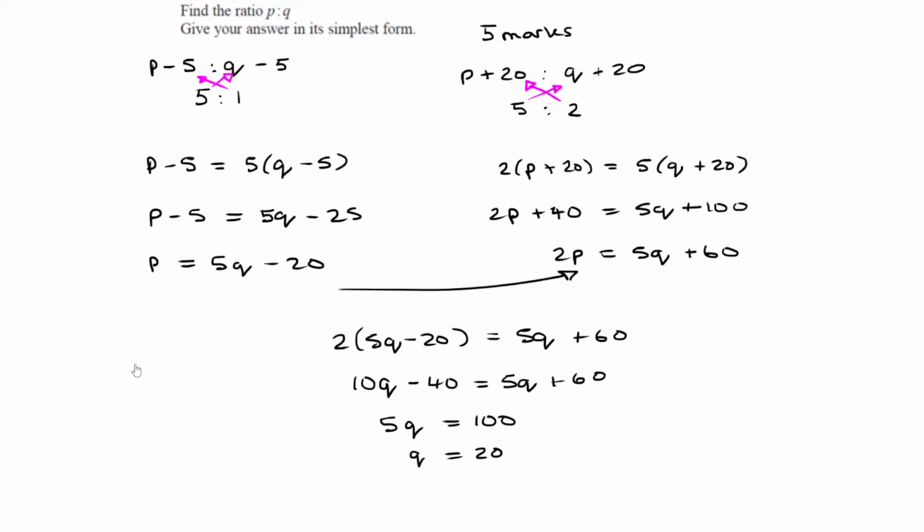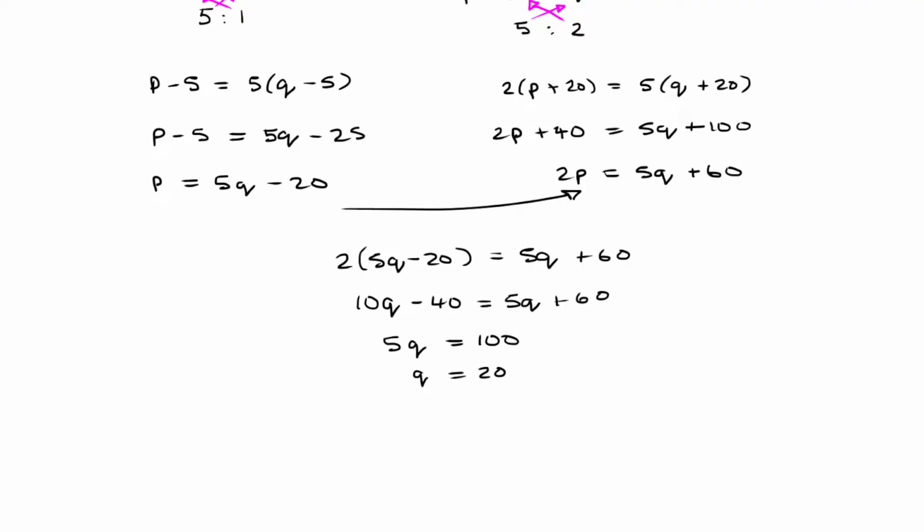And then once you've found one of them, I'm just going to substitute Q back into this one because obviously P is the subject, so that's a bit easier, isn't it? 5 times 20 is 100 minus 20, P is 80. Okay, so I've got my values for Q and P.